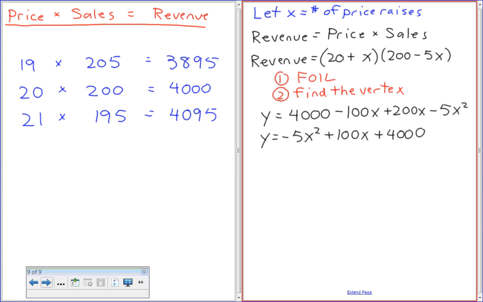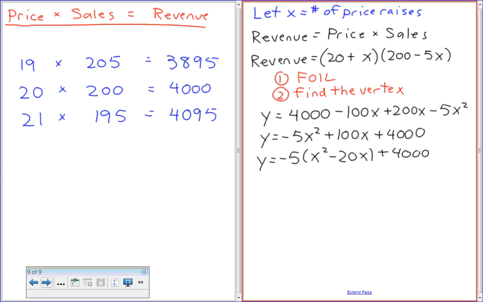Okay, can I get a brave soul to give me the first step in completing the square? Actually, I'll pick on someone in particular. Matt. It'd be y equals minus 5, then bracket x squared minus 20x, because 100 divided by negative 5 is negative 20, plus 4,000. Why did the 100 change to a negative? Because you factor out negative 5. So. All right, can I get a third volunteer to tell me what to do next?